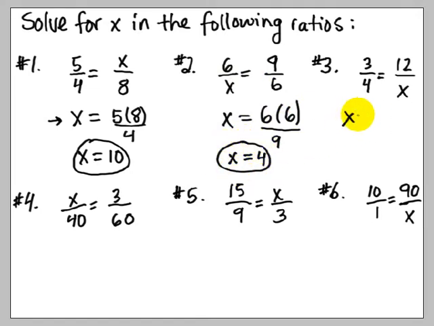What about on this one? Which cross has 2 numbers? This cross or this cross? Well, of course, it's this one. So I multiply these two and then divide by the other one. So 12 times 4 divided by 3. 12 times 4 is 48. 48 divided by 3 is 16.